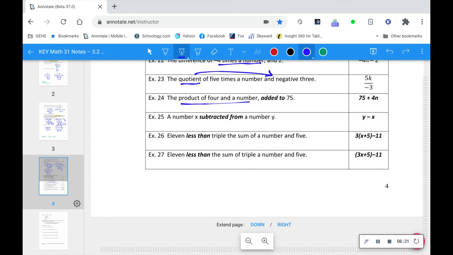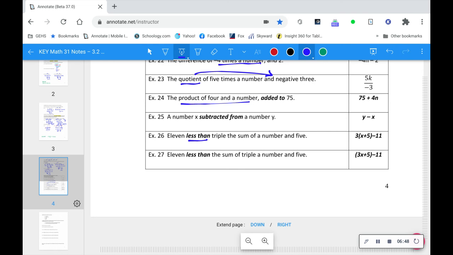Okay, a number x subtracted from a number y is just a reverse subtraction. If you just literally went across here in the order stated, you would think that it's x minus 4y, but it's not. It's a reverse subtraction, so you have to make sure you get it in the right order. Y minus x is correct.